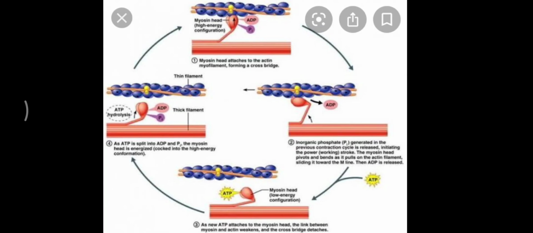You can see here in the figure how the cross bridge is formed. The red color myosin head is binding with the site formed by the removal of troponin, and for this binding there is a requirement of energy. You can see here that ATP is being used for binding of the myosin head to the actin filament.